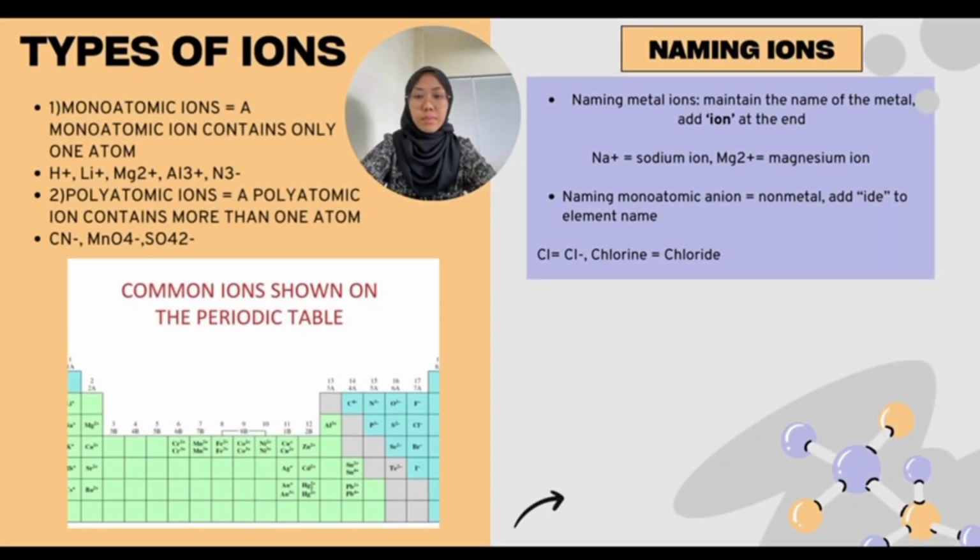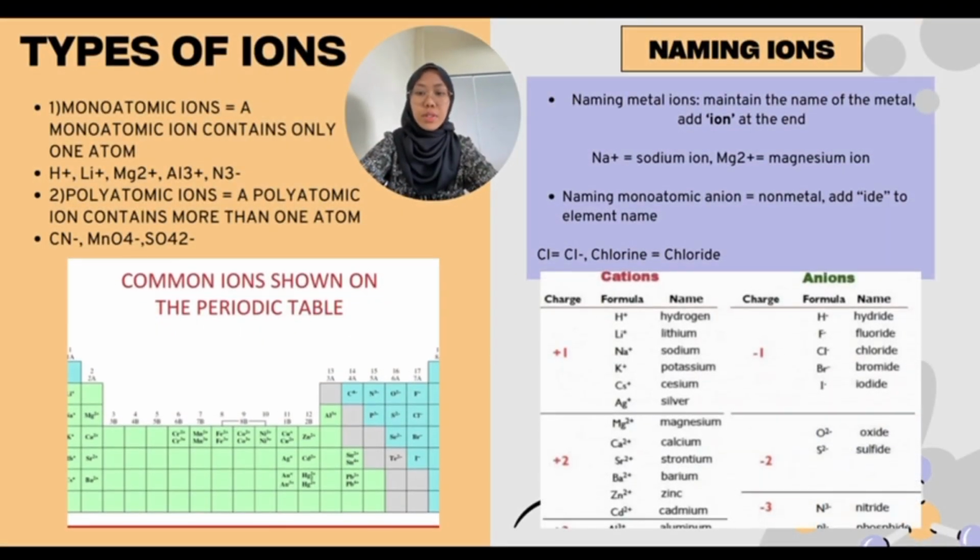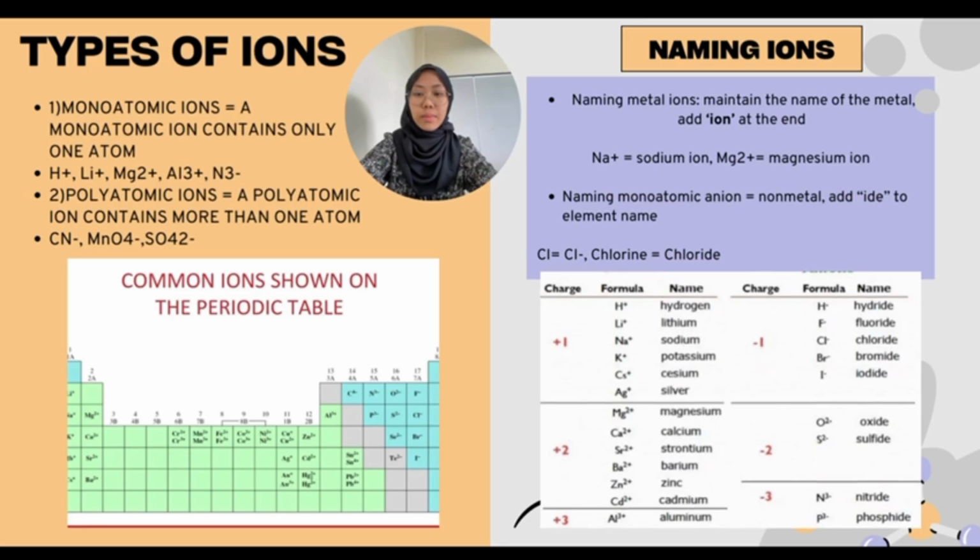And then we have types of ions. The first one is monoatomic ions. A monoatomic ion contains only one atom, such as H+, Li+, Mg2+, Al3+, and N3-. The second one is polyatomic ions. A polyatomic ion contains more than one atom, such as CN-, MnO4-, and SO4 2-. These are the common ions shown on the periodic table.